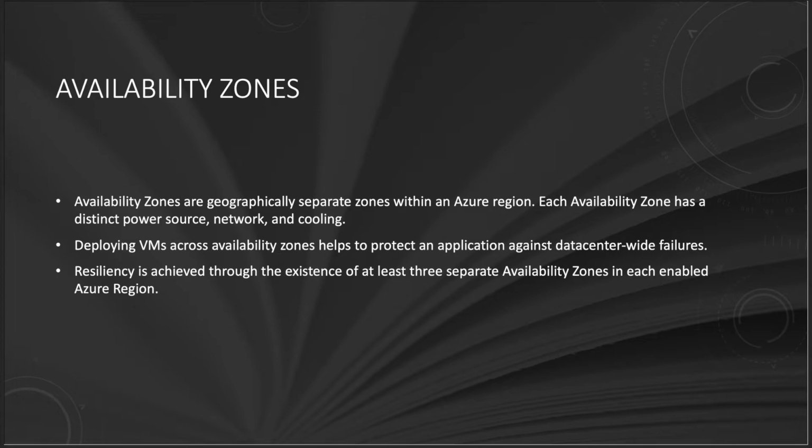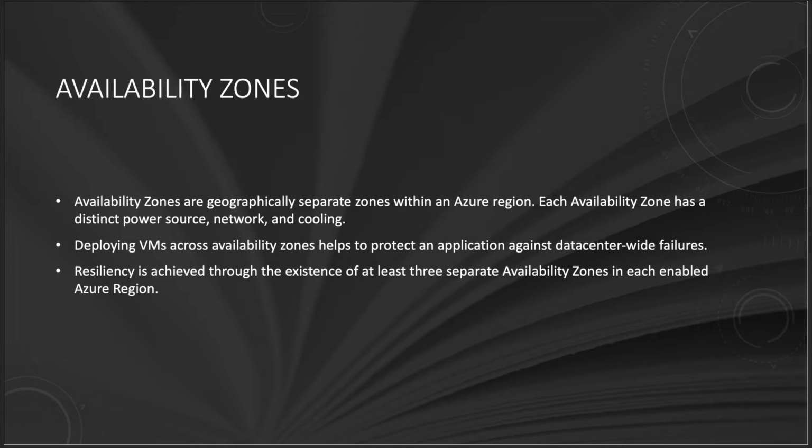The big thing about availability zones is to make sure that you understand those are geographically separate zones within an Azure region. So that's the big one. So availability zone is your big box, your region is your smaller data center or clustered data centers within a geographical area. So availability zones, geographically separate. Each availability zone has its own power, network, and cooling.